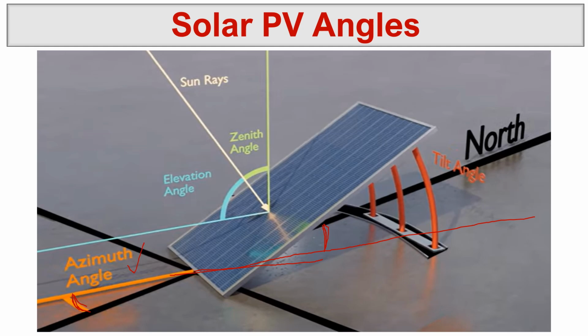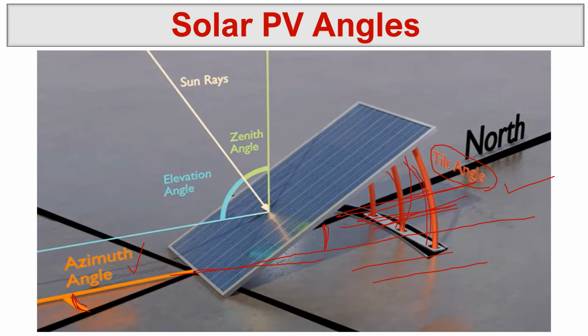The next one is the tilt angle. Tilt angle is very famous because all installation technicians know about it. It's very simple, because most people understand what a tilt angle is. Tilt angle means how much angle you are placing the solar panels from the horizontal. This is your horizontal axis. These are all horizontal axes. So how much angle you are placing this solar panel from the horizontal axis.